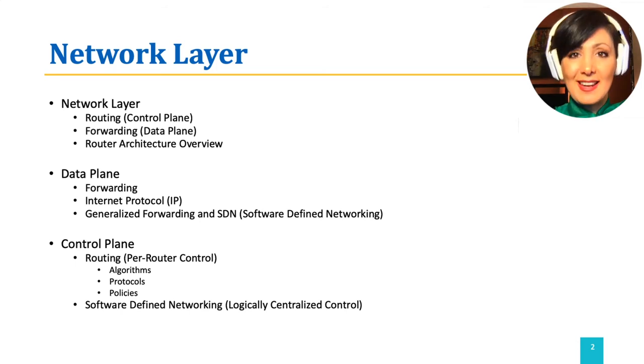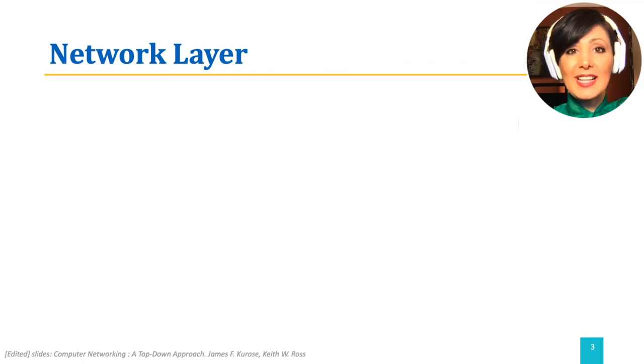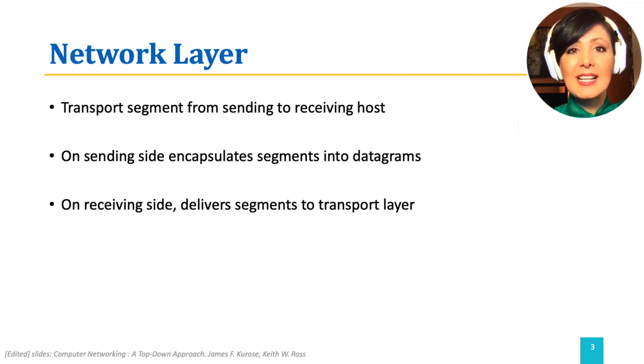Let's jump right in. The network layer of the Internet Protocol stack is responsible for receiving segments from the transport layer on the sending side and encapsulating them into datagrams, then delivering them from the sending host to the receiving host, and finally, on the receiver side, delivering these segments to the transport layer.